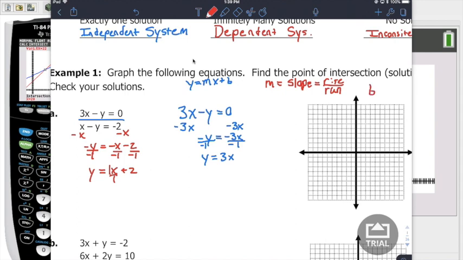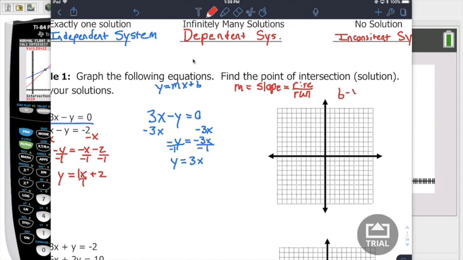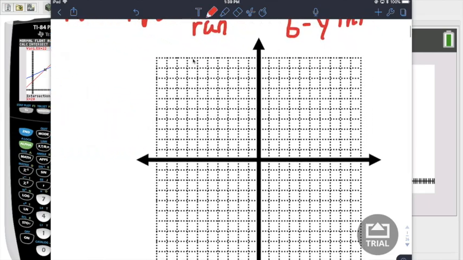Okay, and then the b is the y-intercept value. So if b on our red equation here is 2, we're going to start at 2 on the y-axis. So we'll start there, and then we'll go up 1 over 1.